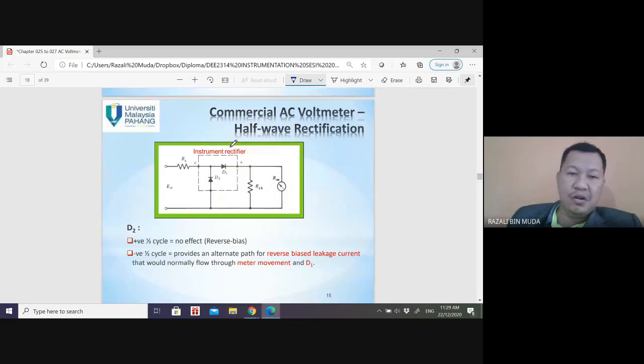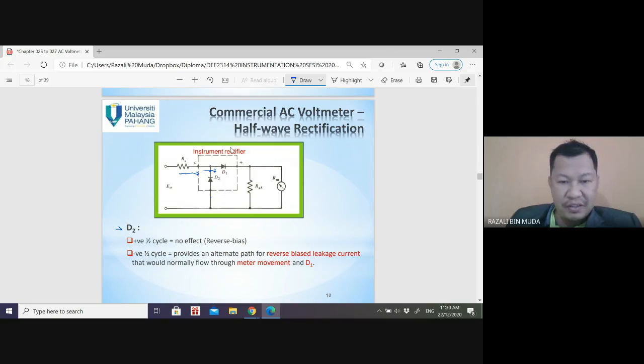So D2, what is the story? What is the function of D2? In the positive half cycle, there is no current flow, because this is reverse bias. It's like an open circuit. If the current goes this way, then it will go straight. No current flows through this because this is reverse bias.